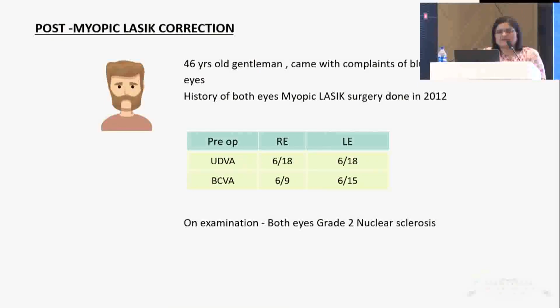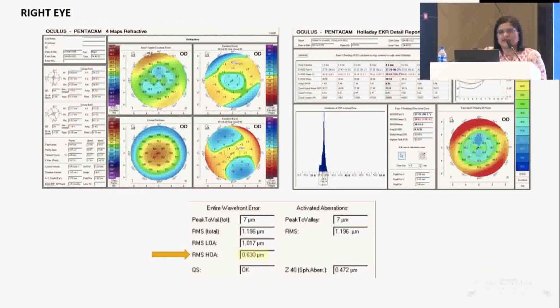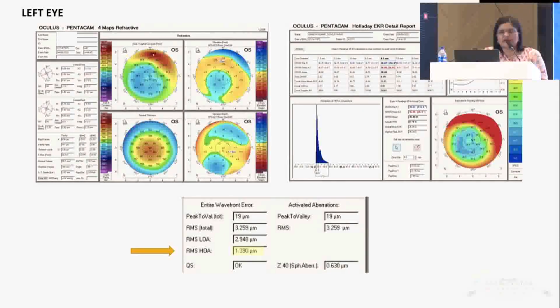The right eye had vision of UDVA 6/18 and the left eye 6/18 again. BCVA was 6/9 and 6/15. Both eyes had nuclear sclerosis grade 2. Here the higher order aberrations were slightly on the higher side, 0.6 in the right eye, and the EKR map showed a decent curve. But in the left eye, the higher order aberrations were 1.39.